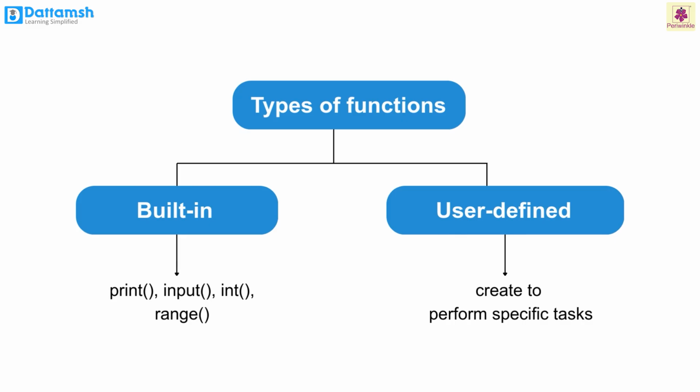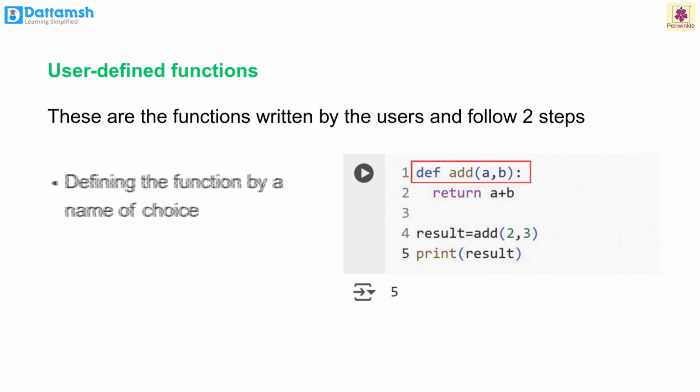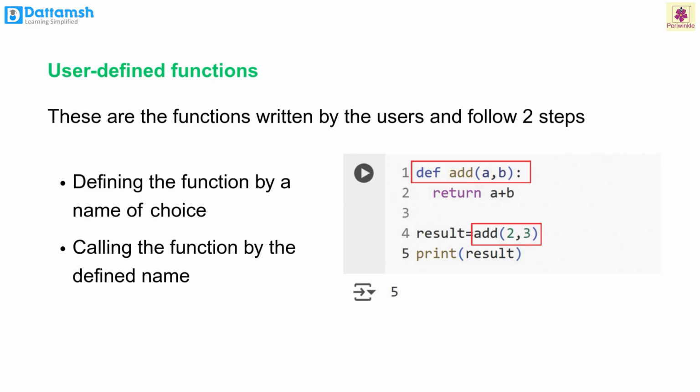Python has two types of functions. Built-in functions like print, input, int, range that we have learned and used, and user-defined functions which we can create to perform specific tasks. User-defined functions. These are the functions written by the users and follow two steps. Defining the function by a name of choice. Calling the function by the defined name.